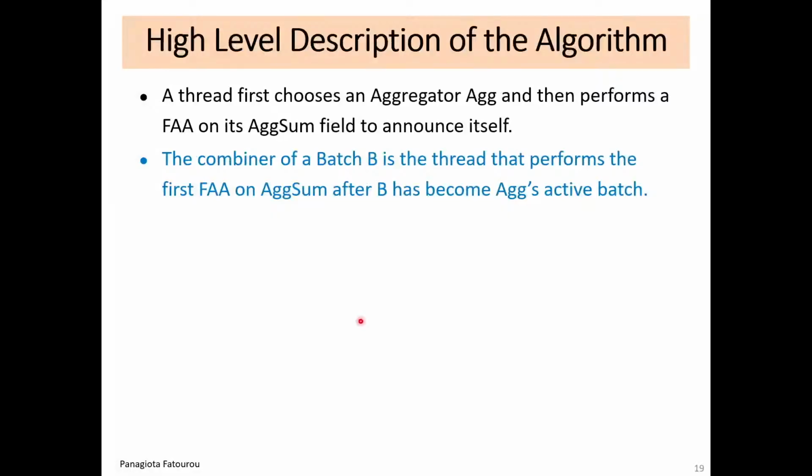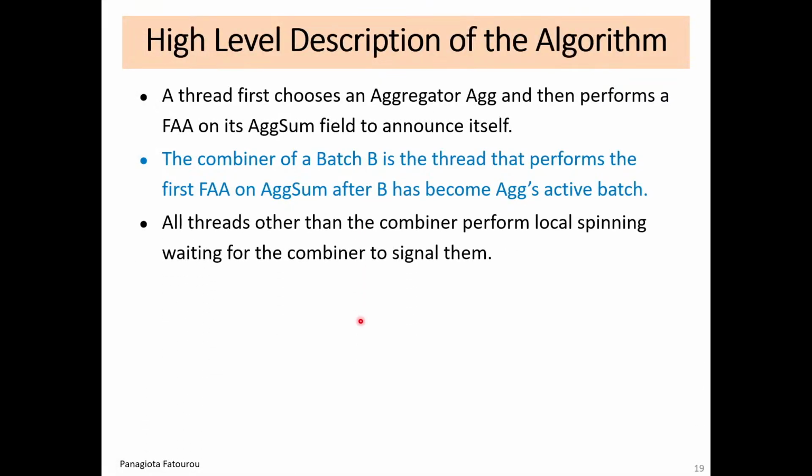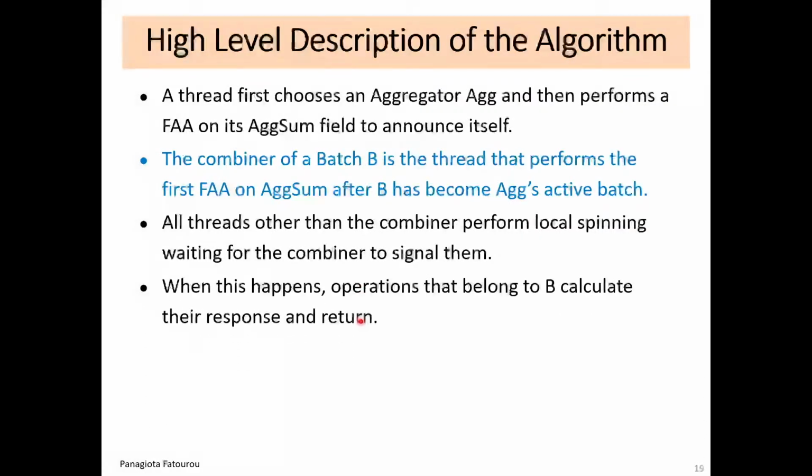The combiner of a batch B is the thread that performs the first hardware fetch and add on agsum after B has become the active batch of this aggregator. All the threads other than the combiner perform local spinning, waiting for the combiner to signal them. When the combiner signals them, the operations that belong to this batch know that their requests have been served, and they can calculate their response and return.